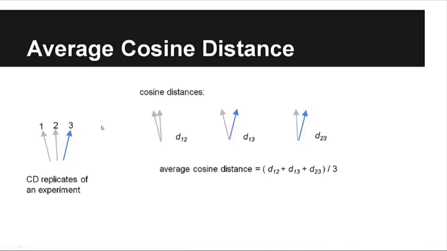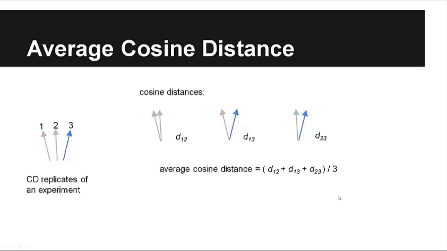So if an experiment is not significantly different from control, its CD replicates will be random. Then these replicate directions will not be aligned together. And since it's a very high dimensional space, 900 or 20,000, there's very, very little chance that two replicate directions could be aligned together. So the average cosine distance will be large.